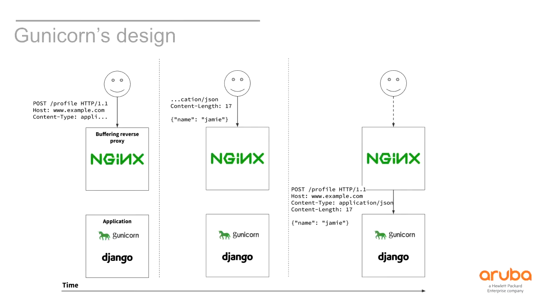Gunicorn, the reason it has that name is it's based on a Ruby project called Unicorn. And the key insight of that architecture is that Unicorn said, okay, we will put the server in front, Nginx, that will deal with all our slow clients and buffer requests as they come in, so that we can just be a very, very simple synchronous program that will just deal with fast requests from Nginx. And when you use Gunicorn with its default settings, you should deploy it like this.